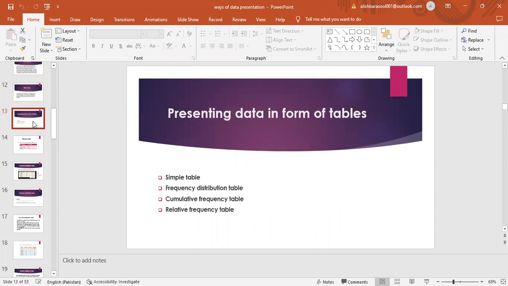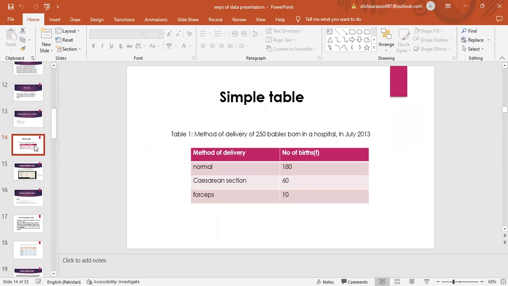Presenting data in the form of tables: simple table, frequency distribution table, cumulative frequency table, and relative frequency table. Simple table. How to make a simple table? Depending upon the number of variables and frequency, make columns and rows. Columns and rows should be appropriate, clear, and concise with proper headings. Overcrowding of columns and rows should be avoided.